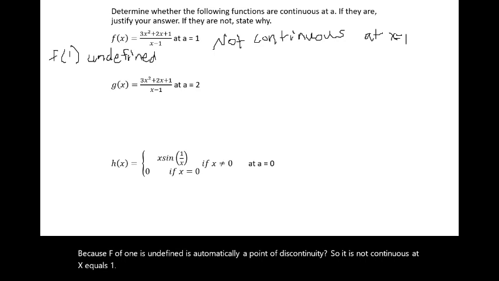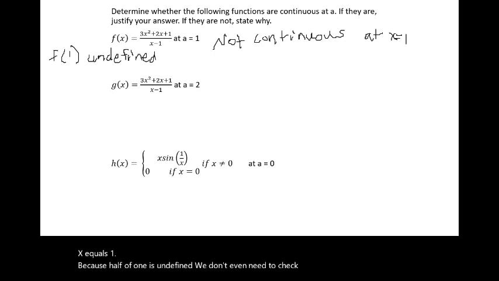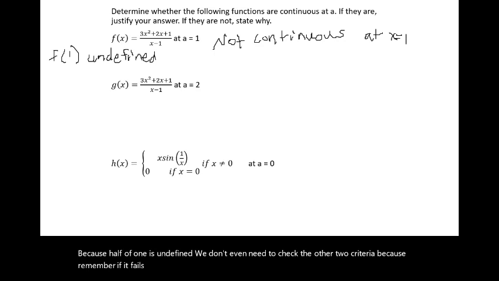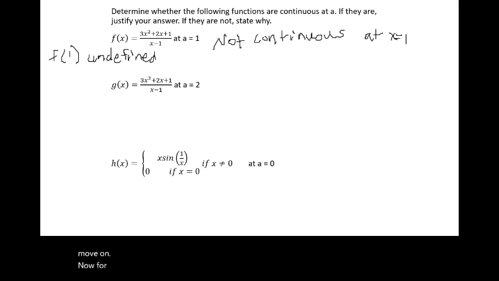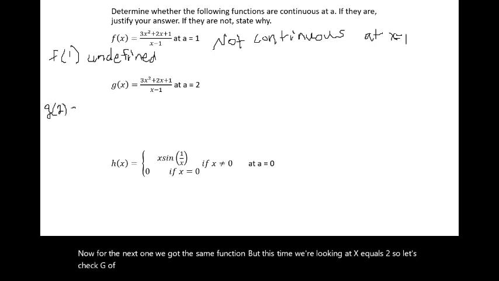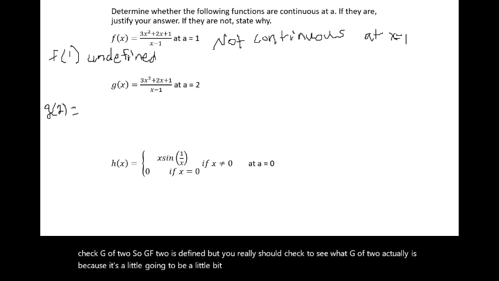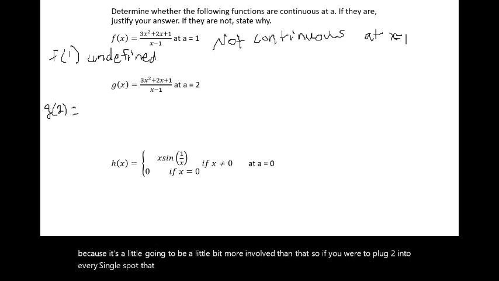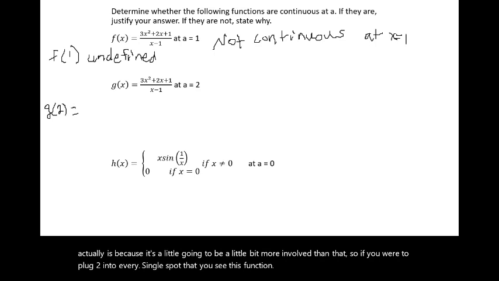Because f of 1 is undefined, we don't even need to check the other 2 criteria because remember, if it fails even one of them, it's automatically a point of discontinuity and we get to move on. Now for the next one, we have the same function, but this time we're looking at x equals 2. So let's check g of 2. So g of 2 is defined, but you really should check what g of 2 actually is because it's going to be a little bit more involved than that. If you were to plug 2 into every single spot that you see this function, you would actually get 17.